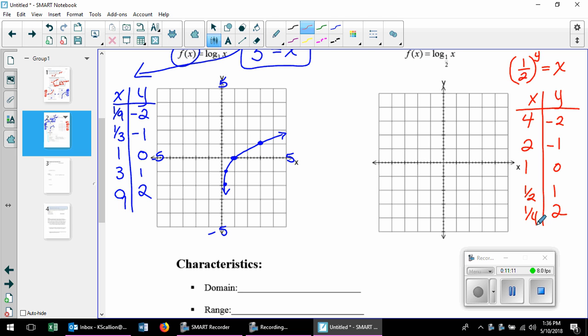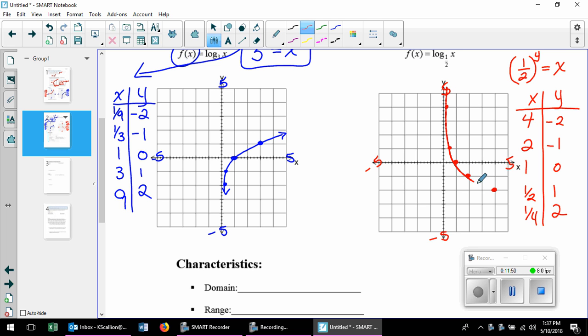Sometimes I find it easier to do the down part of the chart, like to do an exponent of 0, an exponent of 1, an exponent of 2, and then the negatives kind of come more naturally. Okay, so at -5, not losing points anymore. So at 4, I'm at -2. At 2, I'm at -1. At 1, I'm at 0. At 1/2, I'm at +1, and at 1/4, 4.